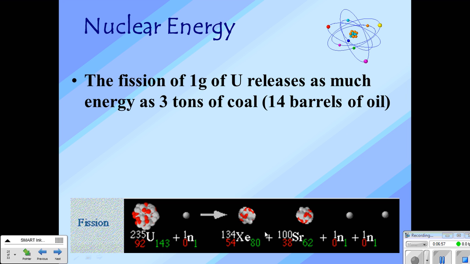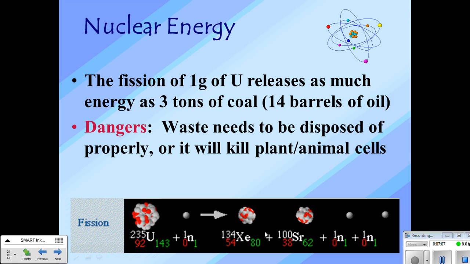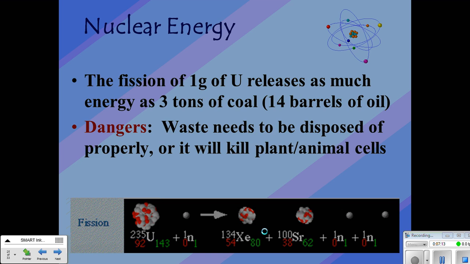The fission of 1 gram of uranium releases as much energy as 3 tons of coal, which is 14 barrels of oil. But the dangers include that the waste needs to be disposed of properly, or it will kill plant and animal cells.